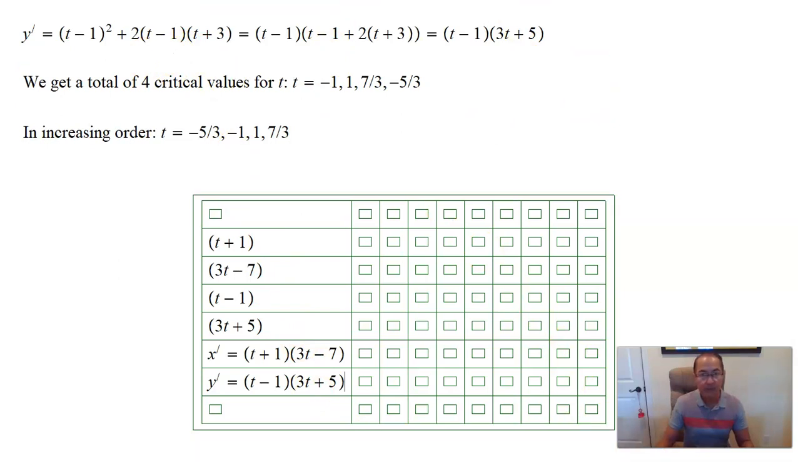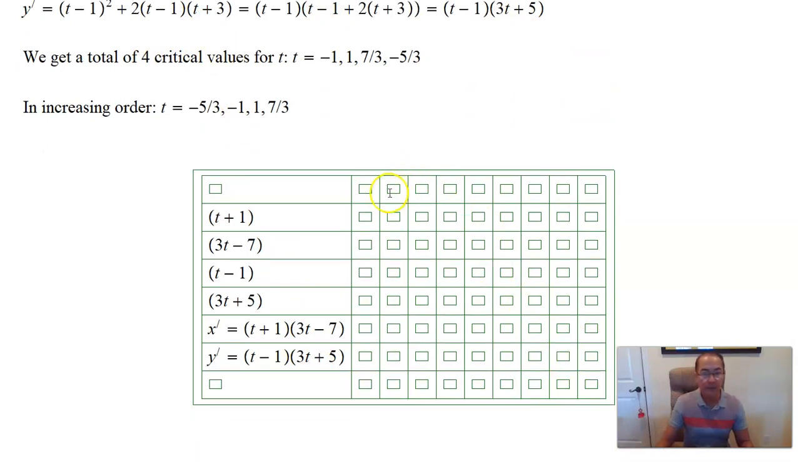We are going to put the critical values on the top row, okay? And there's a reason why they have to be in increasing order, because the top row basically represents the real number line. So they have to go from left to right. Minus 5/3 is first, followed by minus 1, 1, and 7/3.